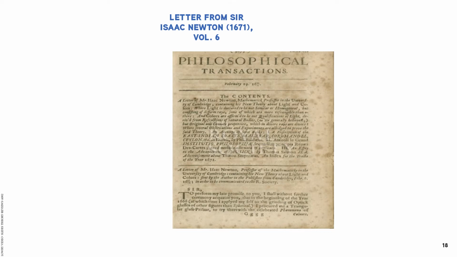For example, in this article, it starts off as a letter of Sir Isaac Newton, professor of the mathematics in the University of Cambridge, containing his new theory about light and colors, sent by the author to the publisher from Cambridge, February 6, 1671, in order to be communicated to the Royal Society. And then what would happen is people would write elaborate responses back, and the good ones would then go into this journal. So this is where peer review and this peer conversation and discourse was born.